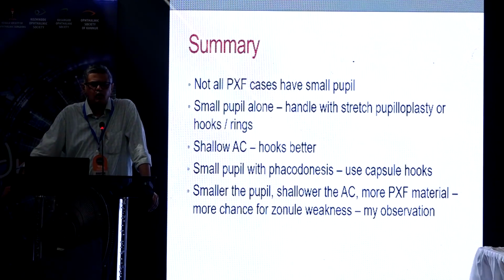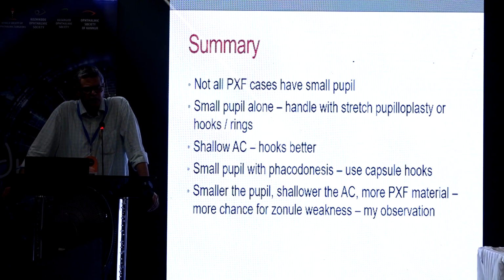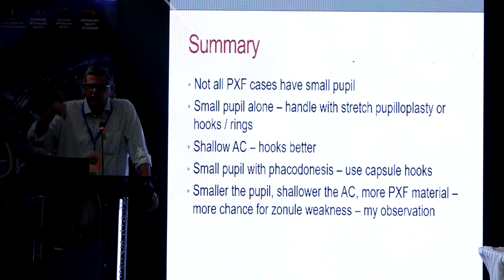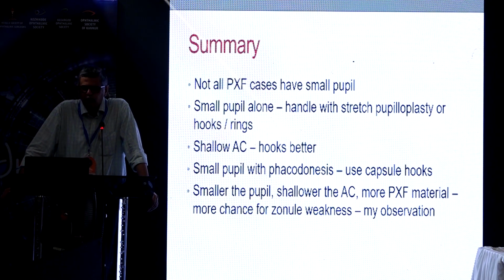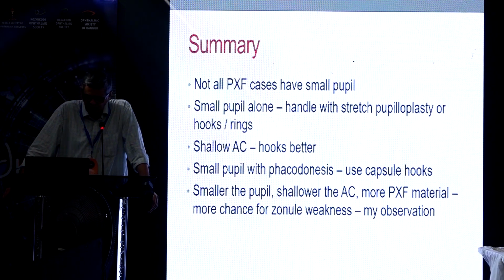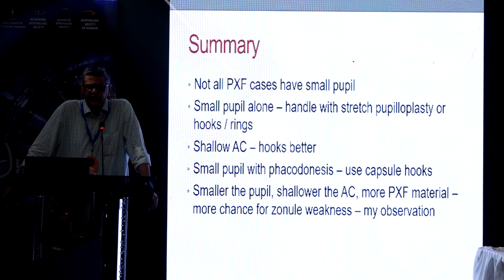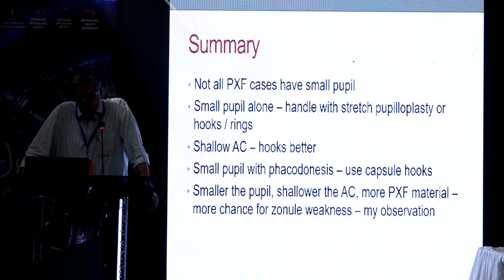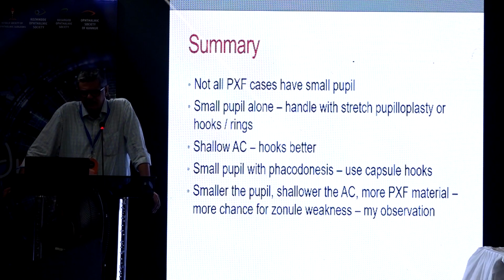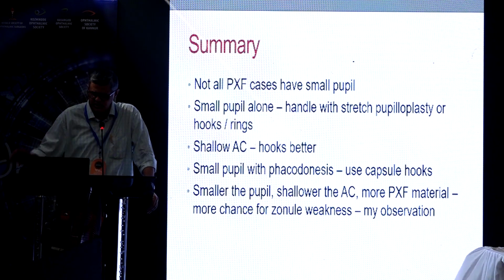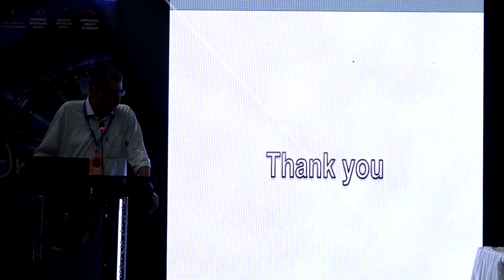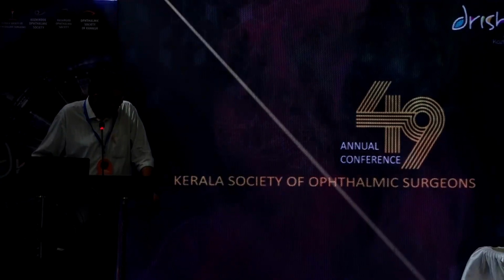So in summary, not all cases of pseudoexfoliation have a small pupil. You can have widely dilated pupils with all your target sign and everything you can see. Small pupil alone is handled with either stretch pupilloplasty, hooks or rings, whichever is your personal preference. In a shallow AC, hooks are better. Small pupil with phacodonesis, use capsule hooks instead of iris hooks. And when you have a small pupil, a shallow AC, and a lot of pseudoexfoliation material, the chance for zonule weakness is very high. So always anticipate zonule weakness when you have a lot of this material on the surface of the iris.